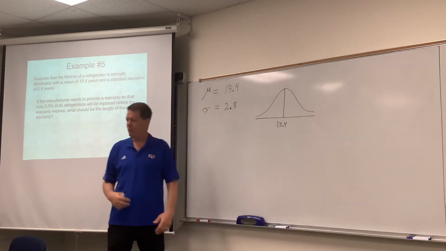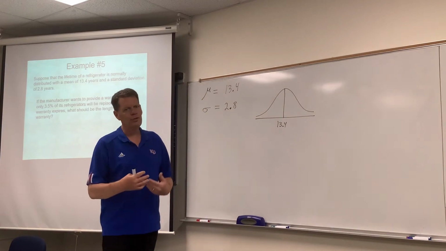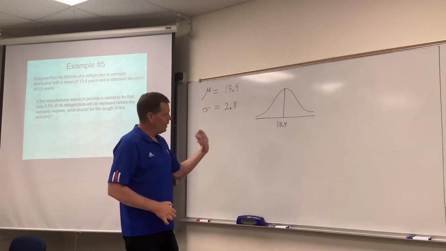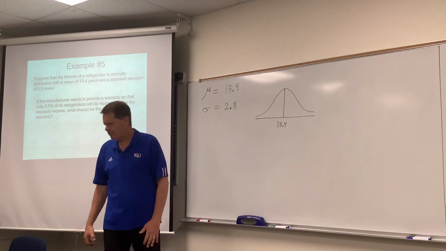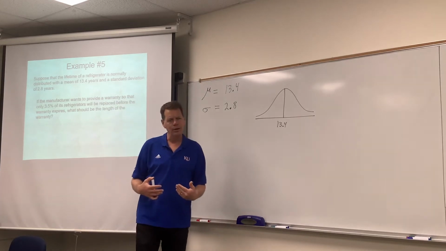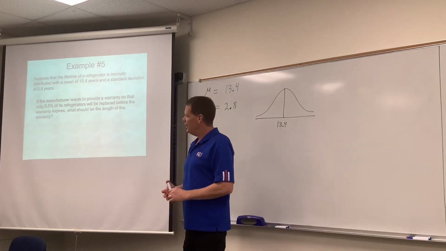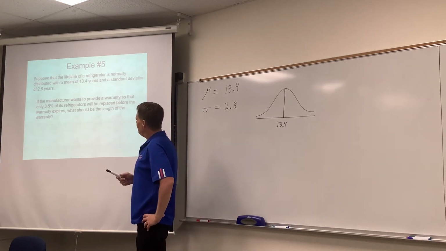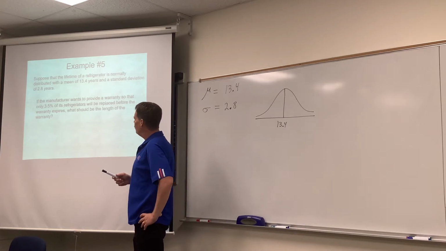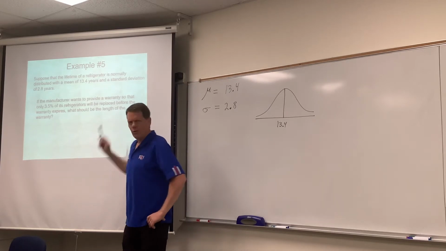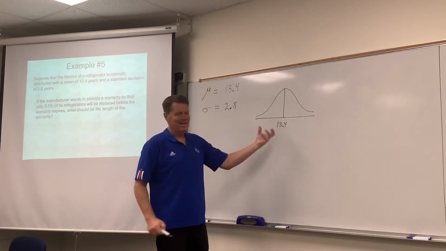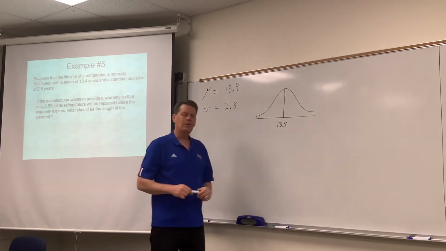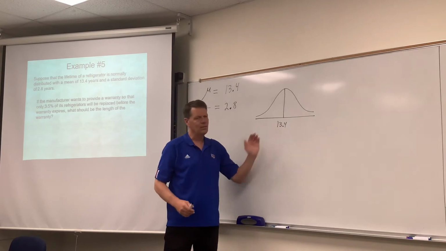So again, keep in mind the variable here is the number of years that a refrigerator lasts. That's our variable x. All right. This is backwards from the questions we've looked at earlier. So here's the thing, in this one, they tell us that the manufacturer wants to provide a warranty so that only 3.5% of the refrigerators will be replaced before the warranty expires, and they want to know what should be the length of the warranty. So the length of the warranty would be how many years? An x, a number across the bottom here, all right? How many years should they set the warranty?